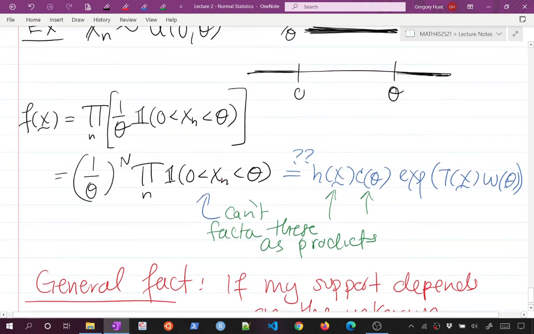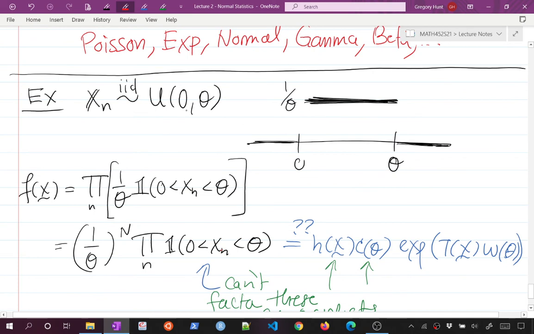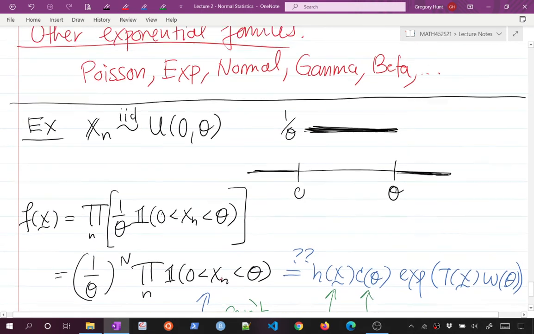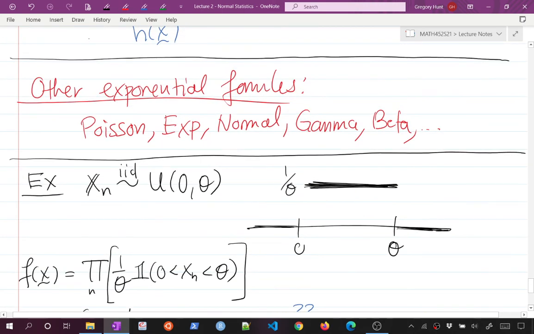So in this case, my support is between 0 and theta. That depends on the parameter theta. It isn't an exponential family. So that's a super easy way to rule things out. None of the other distributions I listed up here, Poisson, exponential, normal, gamma, beta, the support of those don't depend on any parameters. And so they're exponential family.